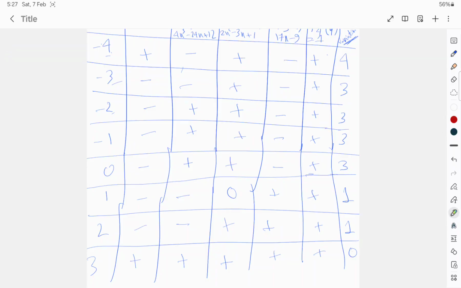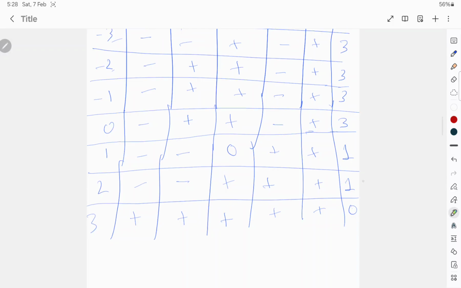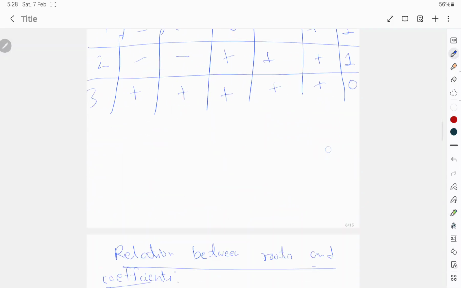Now what you have to do: in the interval -4 to -3, the sign variation reduces by 1, so you have one root in that interval. Then you see there is no change: 3, 3, 3. When it changes between 0 and 1, you can say there are actually 2 changes, so you have to write that. And between 2 and 3 you have one more change. This thing you have to write.